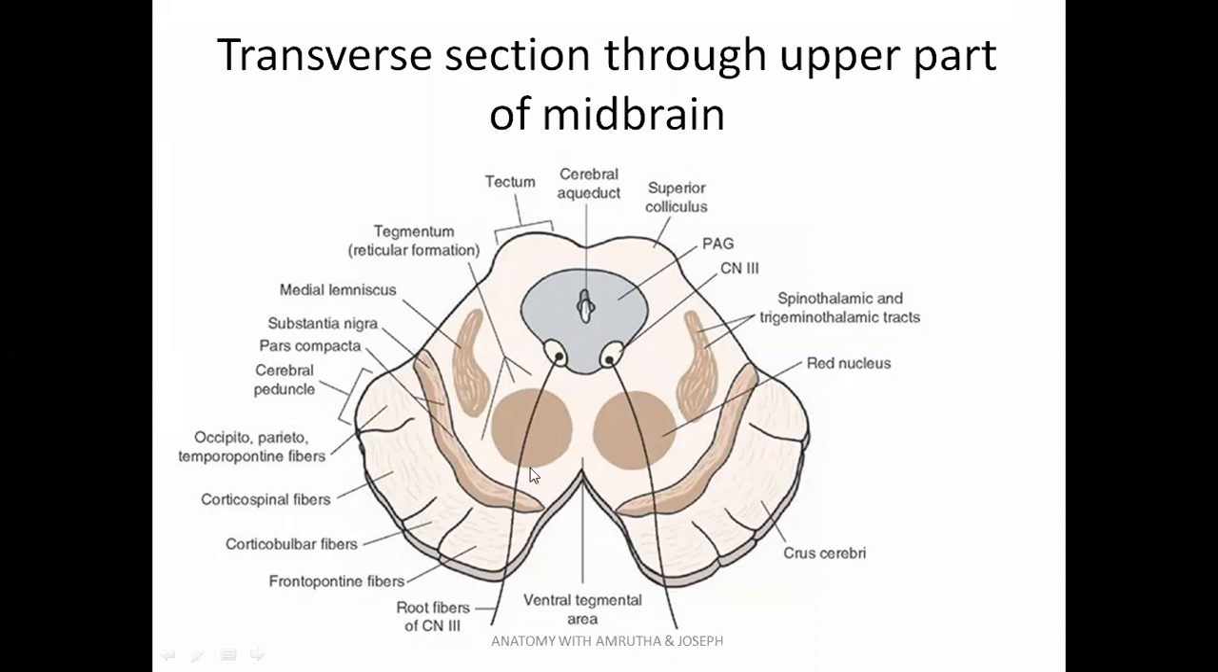Anyway, and this structure is called the substantia nigra. We'll talk about the substantia nigra in the coming slides. It produces some chemicals. Then posterior to that, you can see a big round nucleus that's called the red nucleus. It can be seen on either side. Then the medial lemniscus can be seen here.